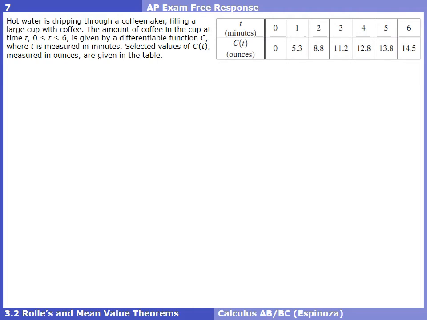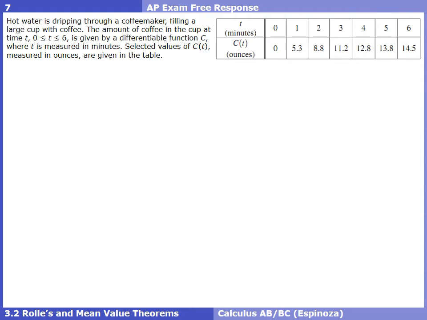So the first thing we should notice is that they're talking about some function called c, but we don't have it. We don't know what the function is. All we know is that this table of values somehow corresponds to this mysterious function. So what is this table telling us? Well, at t equals 0 minutes, there's 0 ounces in the cup, which makes sense. After 1 minute, there's 5.3 ounces, and after 6 minutes, there's 14.5 ounces in this large cup.